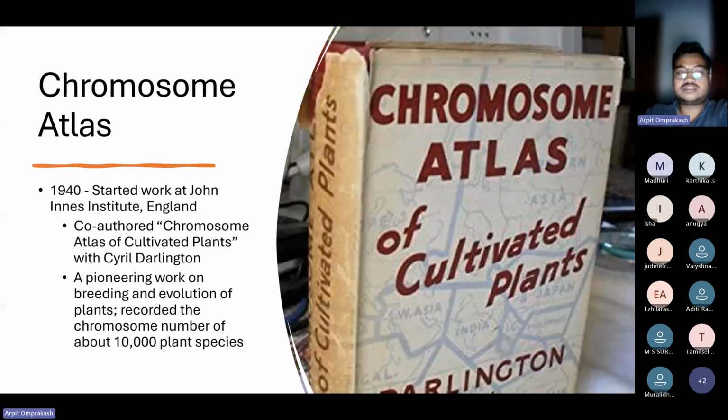In 1940, she started work at the John Innes Institute in England, where she co-authored this book called Chromosome Atlas of Cultivated Plants with Cyril Darlington. And it was a pioneering piece of work on breeding and evolution of plants, where basically they recorded the chromosome number of around 10,000 plant species from across the world.